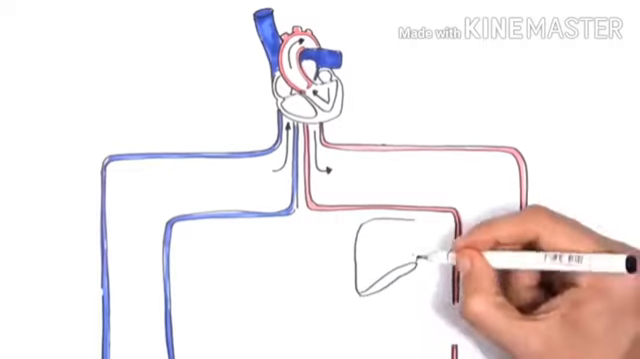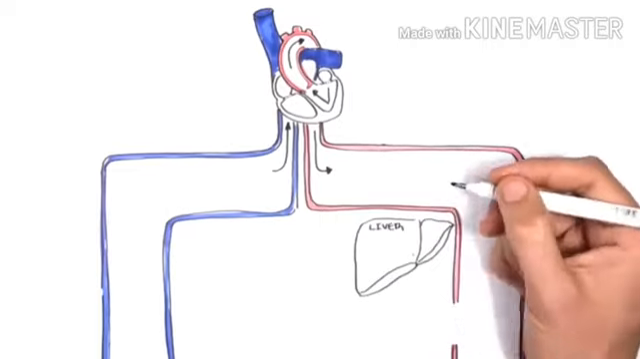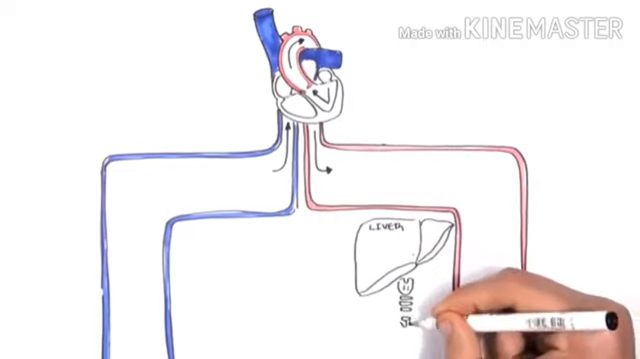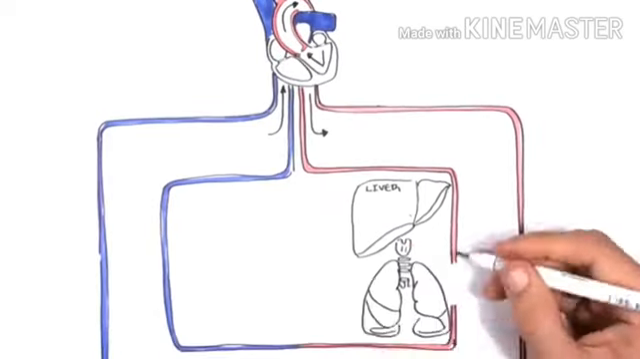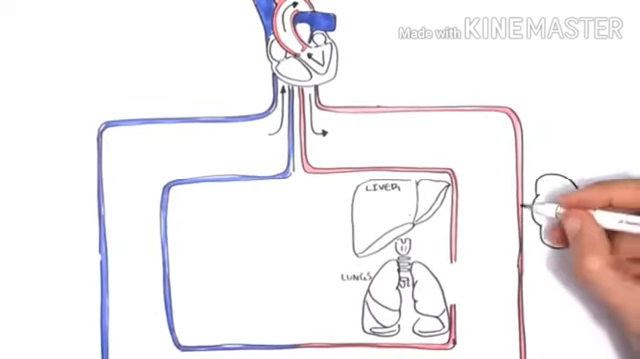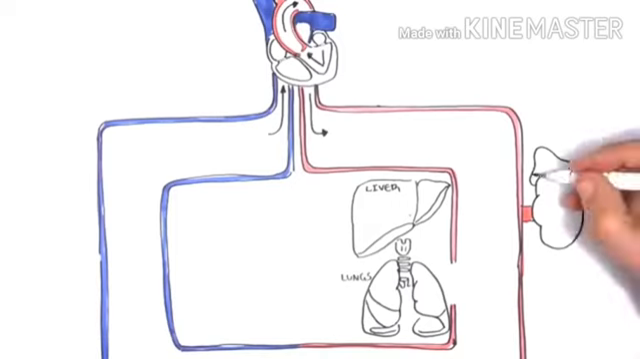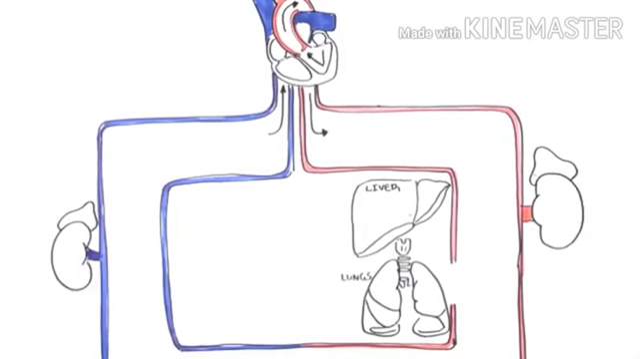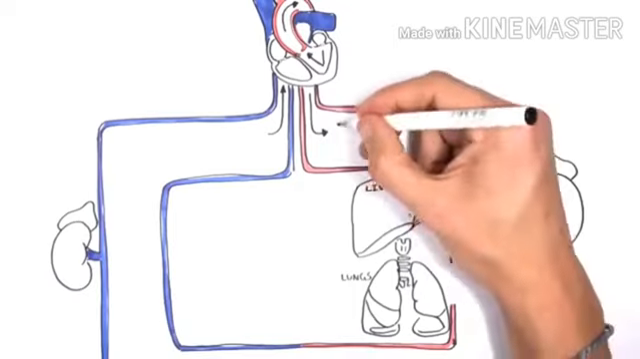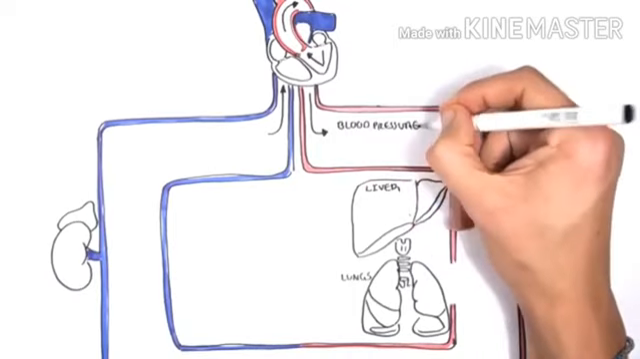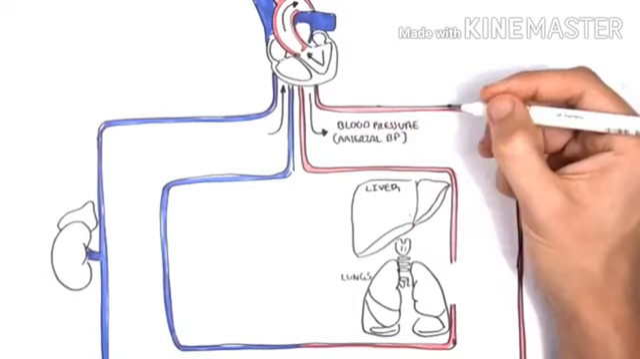The major organs which affect the blood pressure include the heart itself. The second organ is the liver. The third organ is the lungs, and the fourth organ that affects the blood pressure is the adrenal gland present above the kidneys. So we know the blood pressure is nothing but the arterial blood pressure, which is what we are going to focus on.